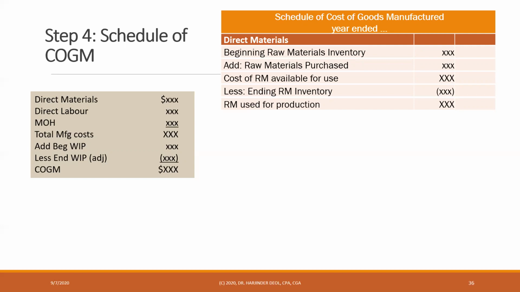Now, the raw materials that are used for production may be classified as direct or indirect. This raw materials used for production is the total of both. If we're interested in calculating just the cost of direct materials, we need to minus the cost of indirect materials to get the cost of direct materials used.